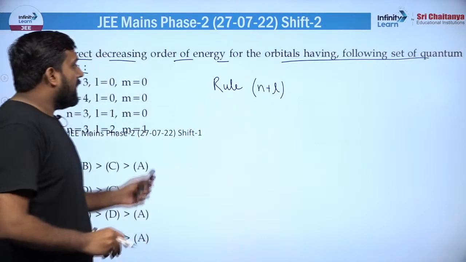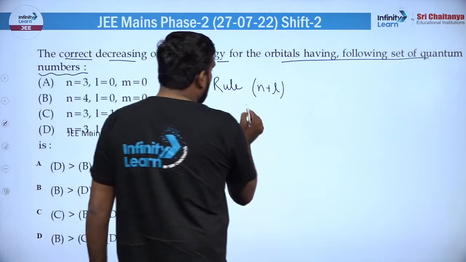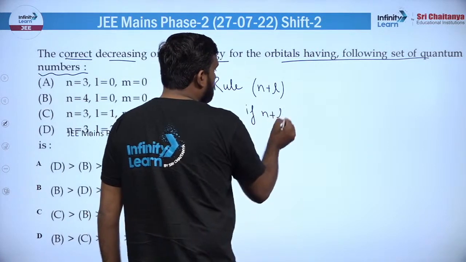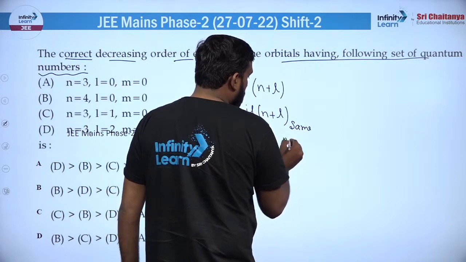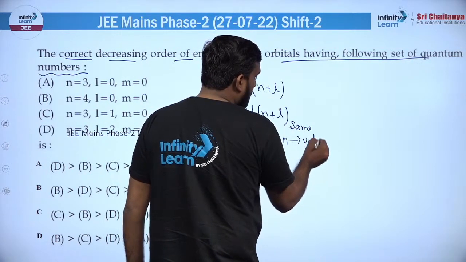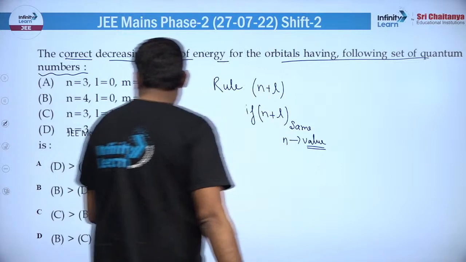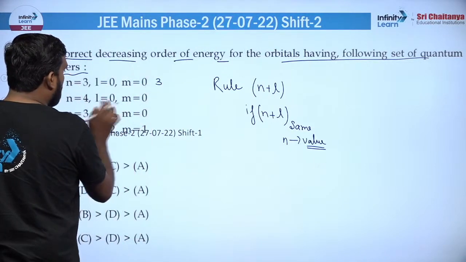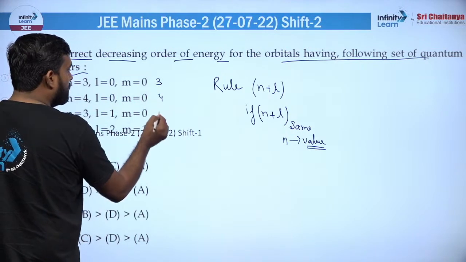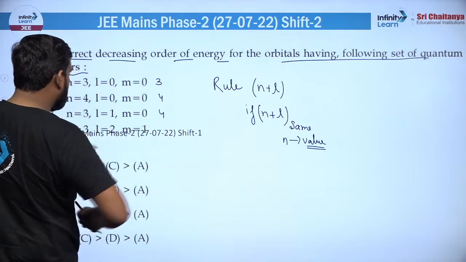The second rule: if n plus l is same, then in those cases n value determines it. More the value of n, more will be the energy. So here the n plus l is basically 3, here n plus l is 4, here n plus l is 4, and here n plus l is basically 5.